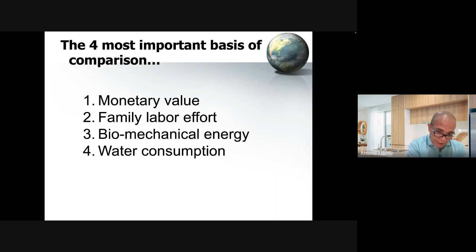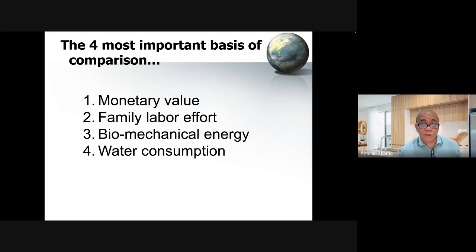If not, energy, the mechanical energy that we use. For example, there are two farms equally in good location, but there are attributes where you cannot simply use monetary value as a basis of comparison. Family labor could also be difficult. We go for biomechanical energy. What are the possible ways? Or even water consumption or availability of water. So these are the possible bases of comparison when we are faced with difficult choices in farm management.